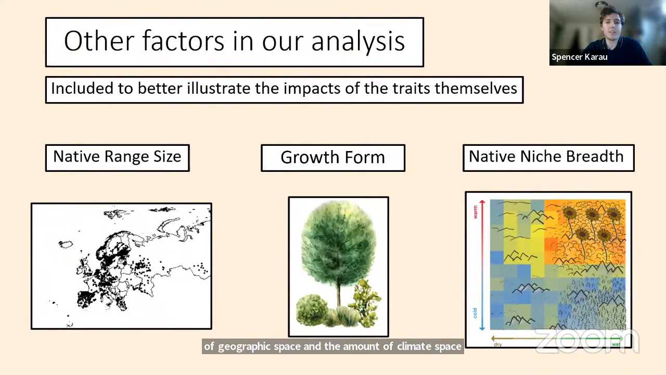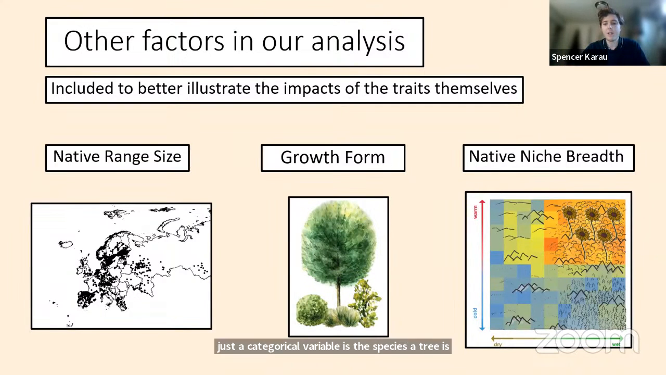In addition to traits, we also included some other factors in our analysis. The first factor was native range size. We included this in models that were dealing with expansion of species in geographic space, and it's just how big was the plant's range in its native range. The second factor we included was growth form. This is just a categorical variable. Is the species a tree? Is the species herbaceous? Is it a climber?